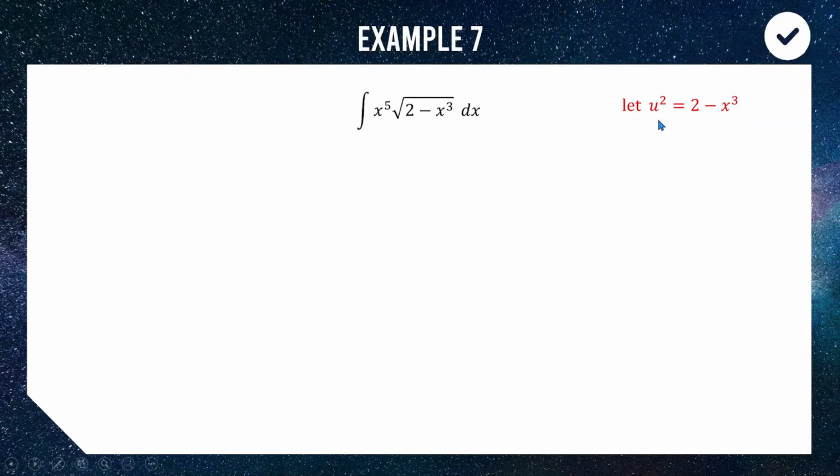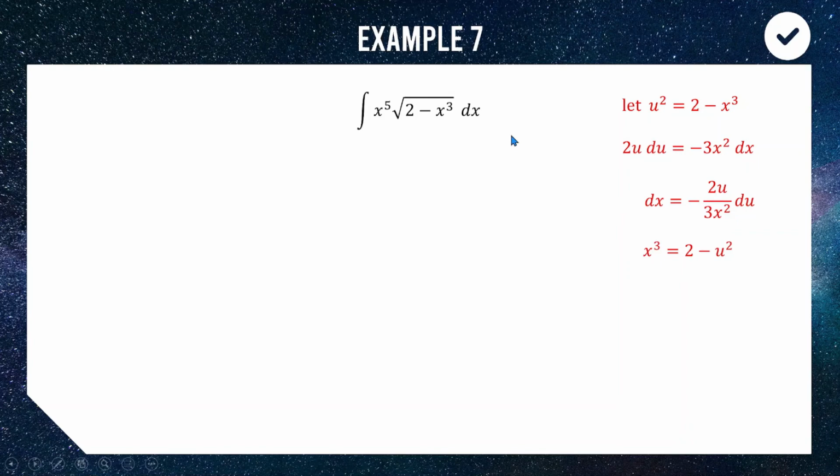Okay, so we're going to differentiate both sides. So we get 2u du on the left is equal to negative 3x squared dx on the right. Okay, we're going to rearrange this to make dx a subject, so we have something to chuck in. So if we divide the negative 3x squared over to the other side, we get dx equals negative 2u over 3x squared du. Okay, now let's chuck that all in and see what happens.